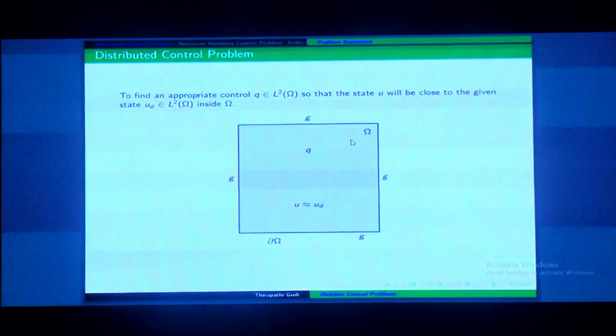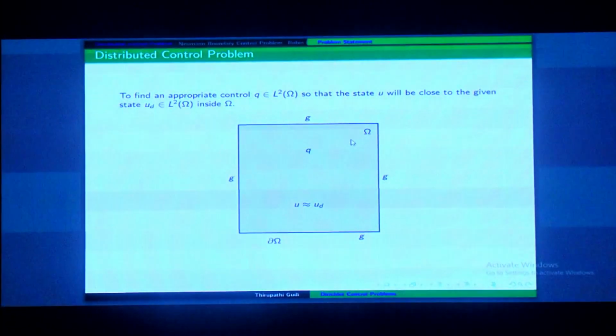So what is an optimal control problem? There are a variety of ways, various models.